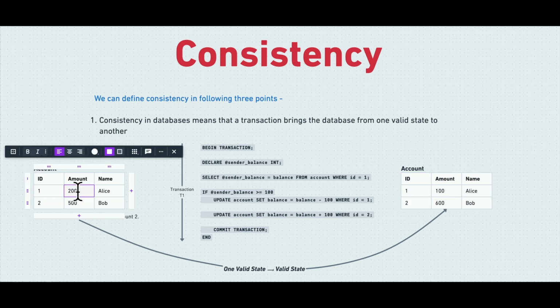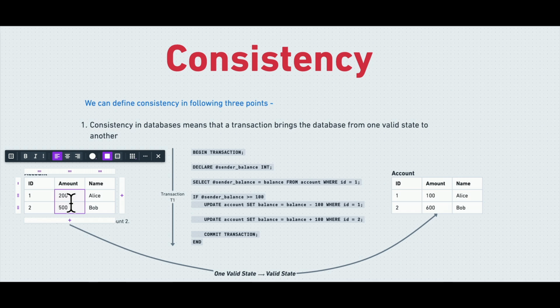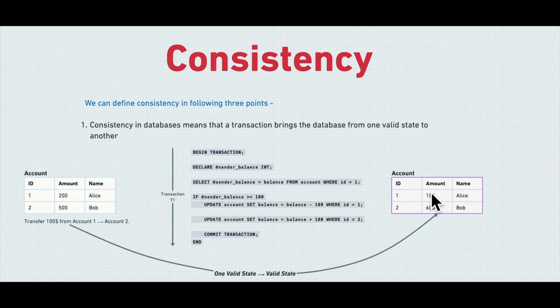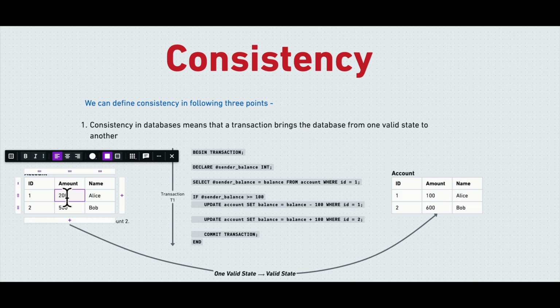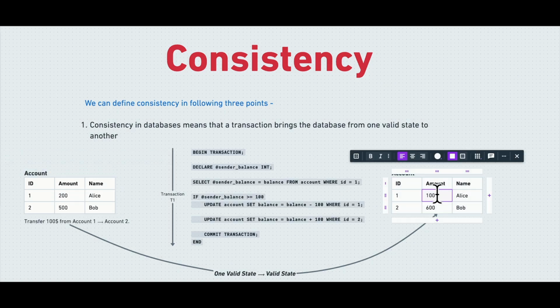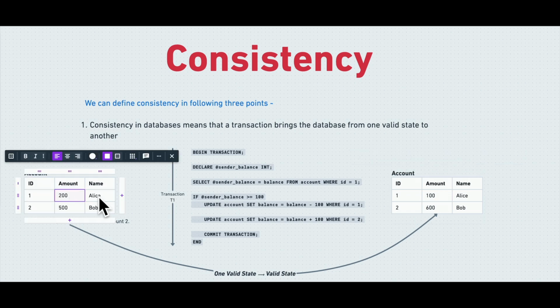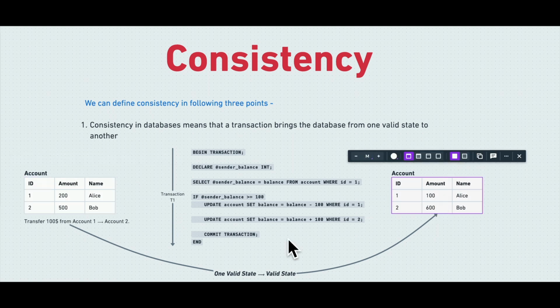If we collectively sum these two rows, Alice wants to send $100 to Bob. Before that, the total was 200 plus 500, $700. Even after the transaction, it should be 700, right? To understand this, before the transaction we are transferring $100, so we are deducting $100 from Alice's account, and then we are transferring that $100 to Bob's account, and Bob is receiving that $100. That's why it went from 500 to 600, and we have deducted $100 from account 1. This is from one valid state to another valid state.